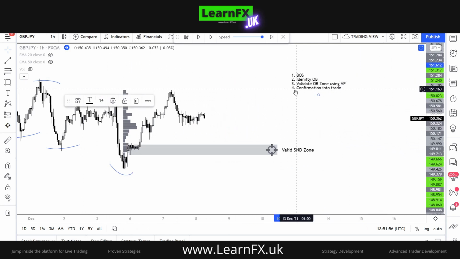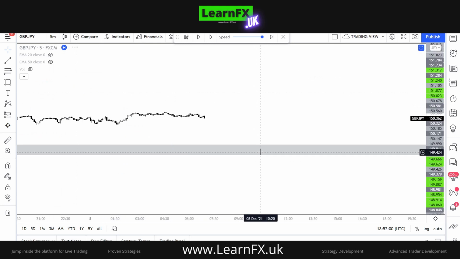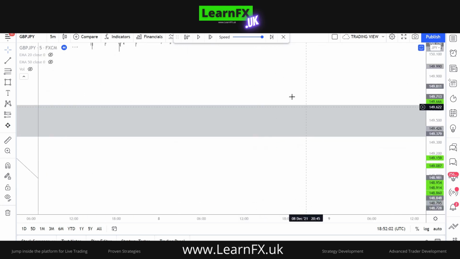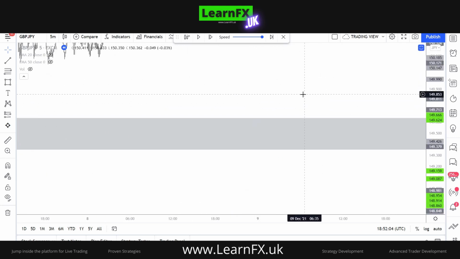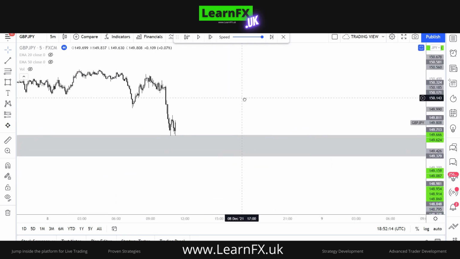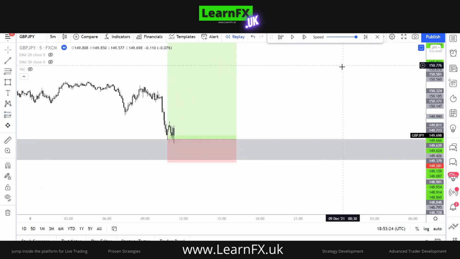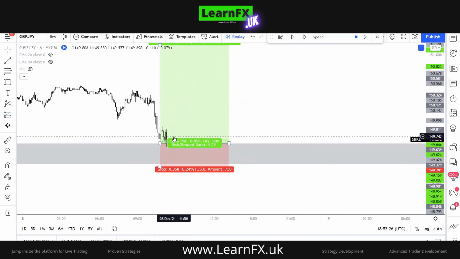Right, so now number 4, confirmation into trade. We're going to do that by dropping down to the 5 minute and looking for confirmations inside of our supply and demand zone. As you can see, price comes down into our supply and demand zone. Again, you can set an order, so that's one way, or we could look for a separate order block inside of this.